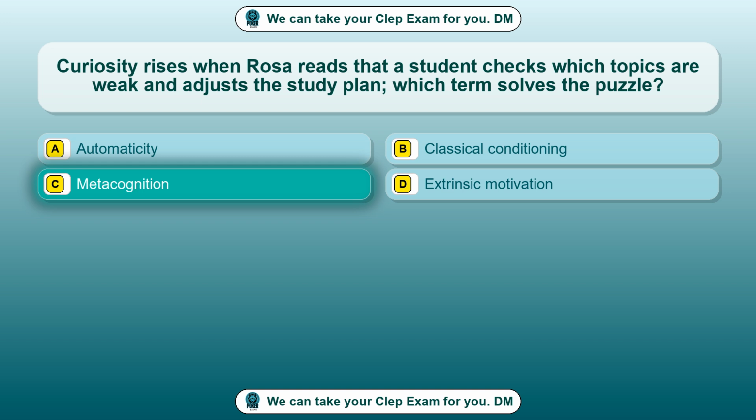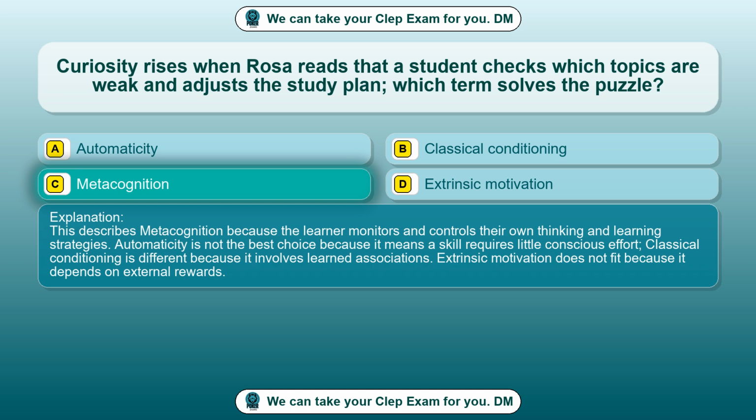Metacognition. This describes metacognition because the learner monitors and controls their own thinking and learning strategies. Automaticity is not the best choice because it means a skill requires little conscious effort. Classical conditioning is different because it involves learned associations. Extrinsic motivation does not fit because it depends on external rewards.